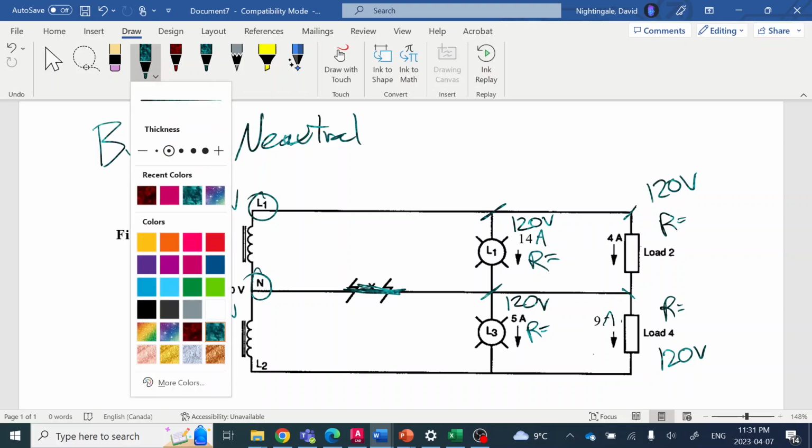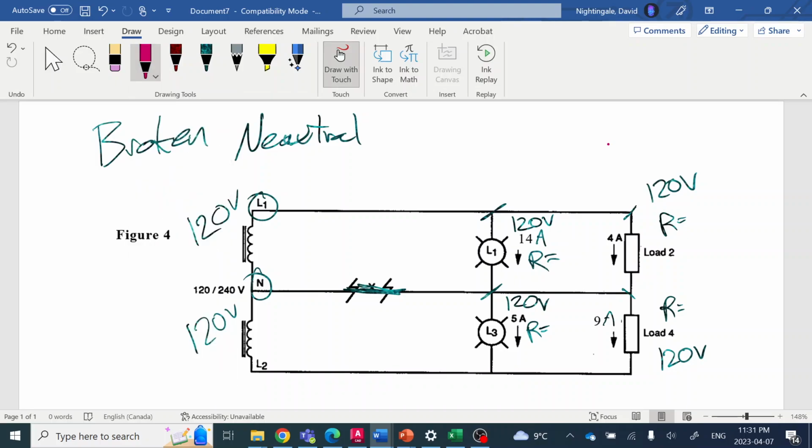Alright, let's change up our color here and solve for the resistance. Because we know the voltage and the current, we can now figure out what the resistive value for each load is. So 120 divided by 14 will give us load 1, which is 8.75, or sorry, 8.57. Load 2 is going to be 120 divided by 4, which is 30. Load 4 is 120 divided by 9, giving us 13.3 ohms. And load 3 is 120 divided by 5, which is 24 ohms. Okay, so now we know the resistive values of each load.